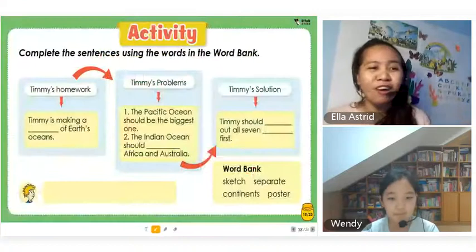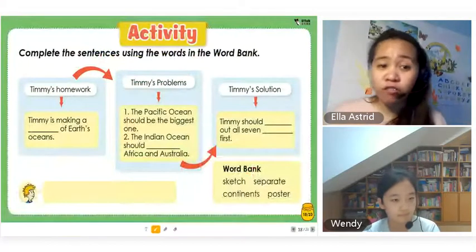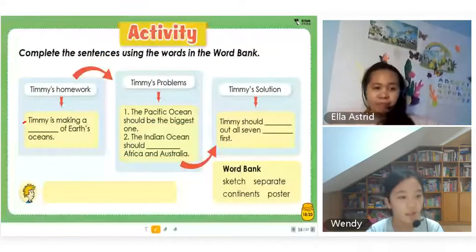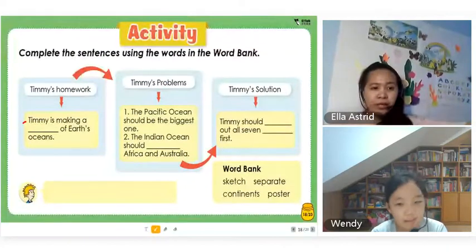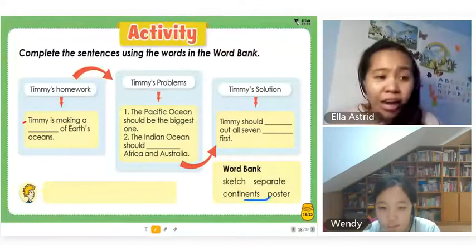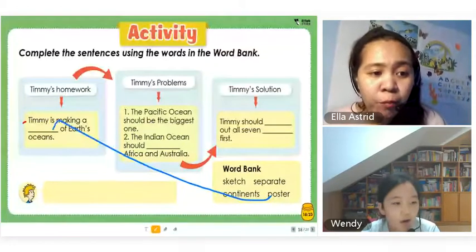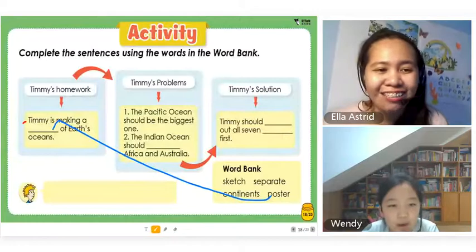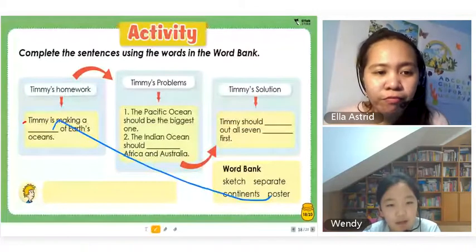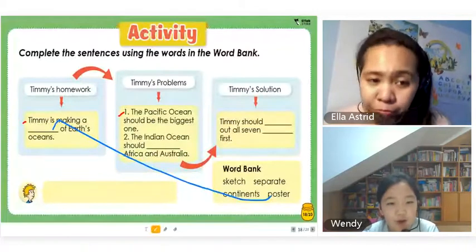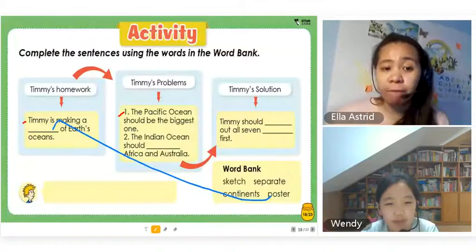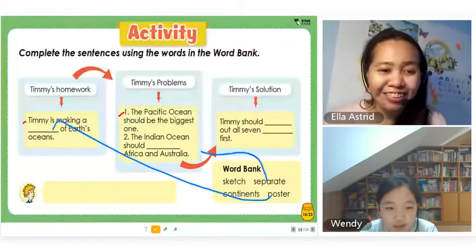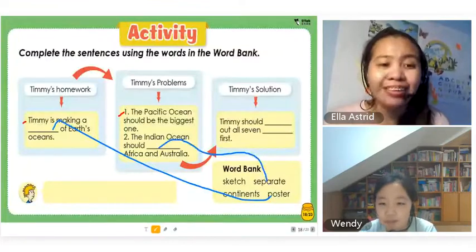Okay. Practice. Complete the sentences using the words in the word bank. Read it. Timmy's homework. Timmy is making a poster of oceans. The Pacific Ocean should be the biggest one. The Indian Ocean should separate Africa and Australia.